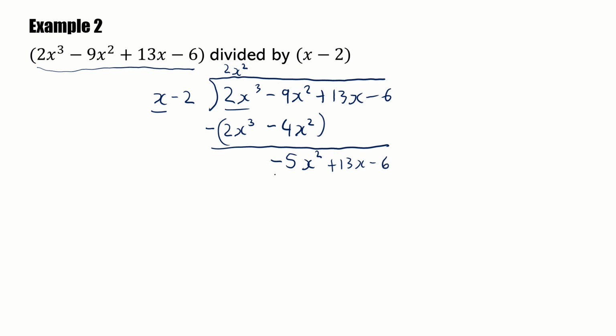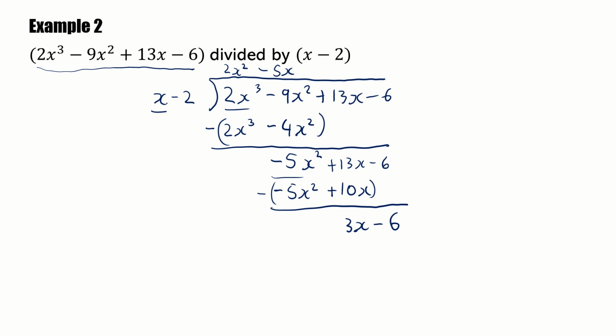Repeating the process again, minus 5x squared divided by x is minus 5x. Minus 5x times x minus 2 would be minus 5x squared, and positive 10x. And then we're going to subtract that stuff away from the line above. So therefore the minus 5x squared will cancel out, and 13x take away 10x is 3x, and then the minus 6 carries forward.